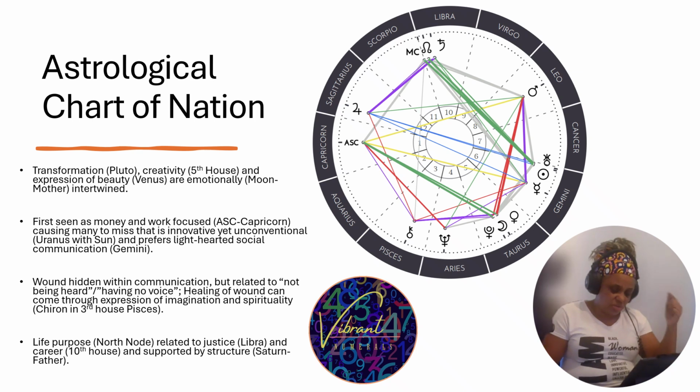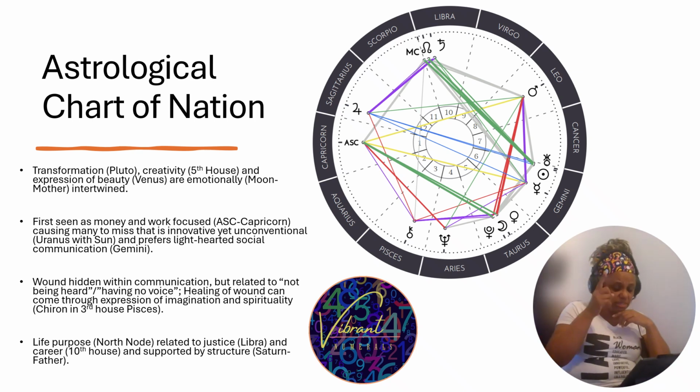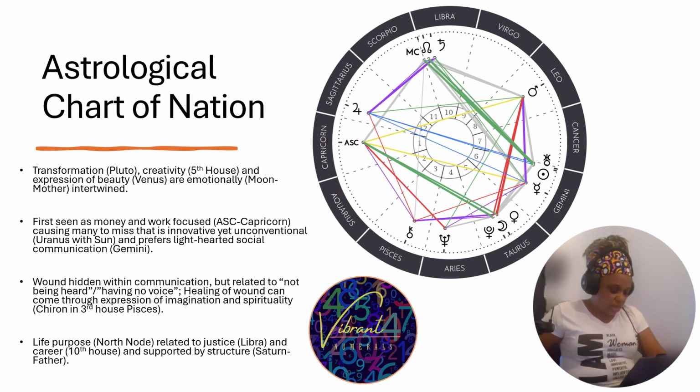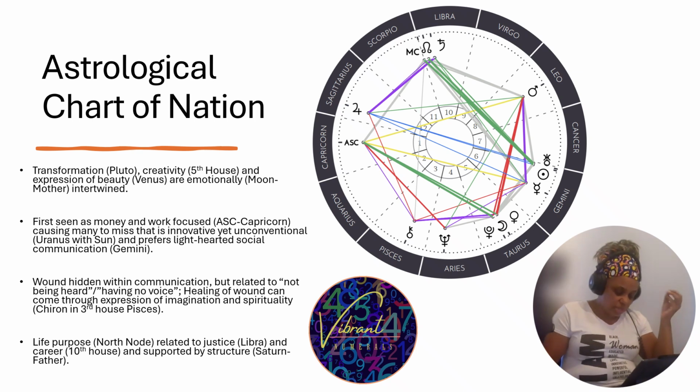And then we see that the North Node is one of the few, it's the North Node and the Saturn that are really kind of anchoring this whole chart. But that North Node, that life purpose, is in Libra in the 10th house. So it's really related to justice, but in the career space, which is interesting because we have the rising in Capricorn. So that adds to that original surface image of thinking that we're all about work, but that's not what the purpose of the African American nation is.